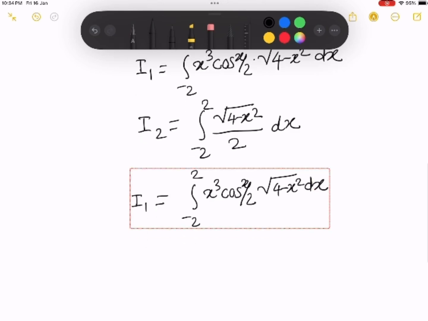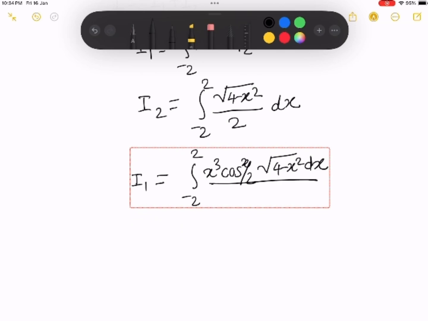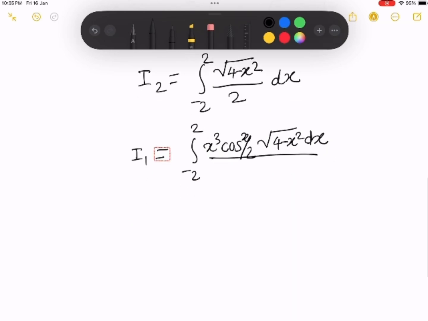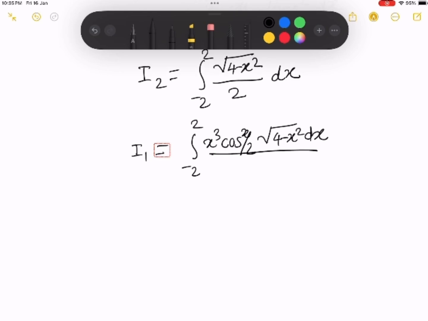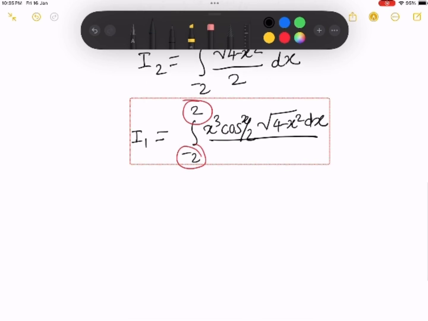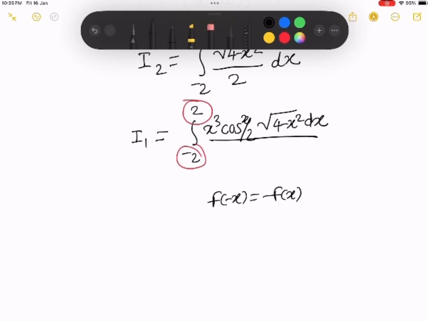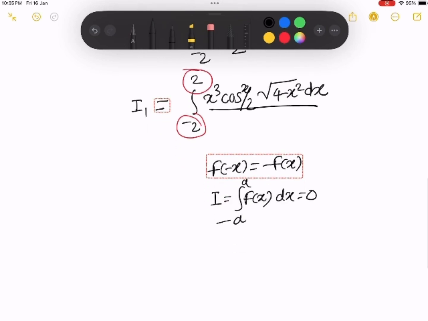Okay, so this already looks daunting. Even if you try to apply the product rule, there are 3 different functions: 2 algebraic functions and 1 trigonometric. But see the limits, it goes from -2 to 2. So we should always check, because there is this rule in integrals that if f of minus x equals minus f of x, then the integration of f of x from minus a to a dx will be 0. Why?